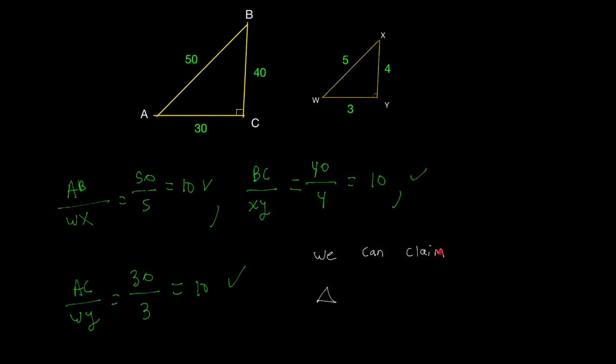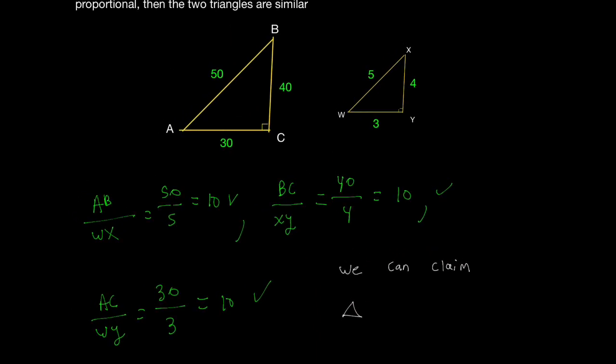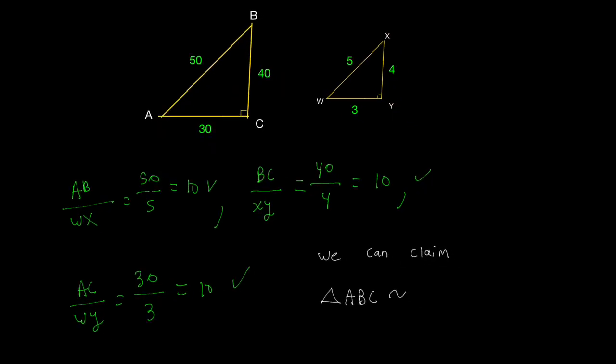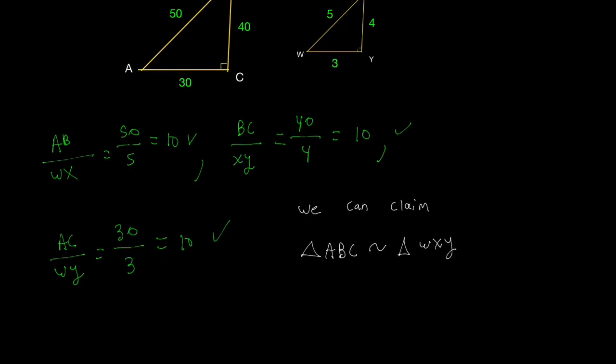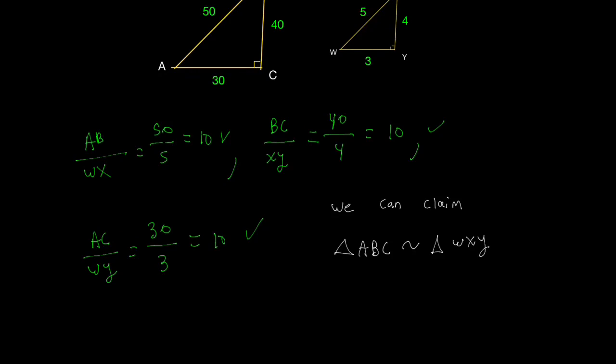So we can claim that triangle, let's begin with the big one, and I'm going to choose my direction, so I'm going to begin with A. So triangle ABC, and then I'm going to have to mimic that pattern. So triangle ABC is similar to triangle WXY, and that would be by the side-side-side similarity postulate. Let's go ahead and check out the last one.